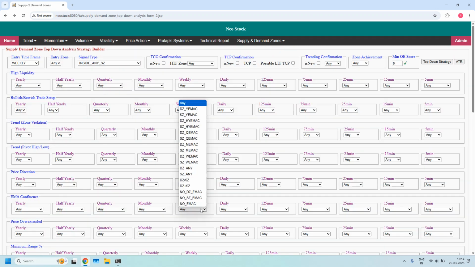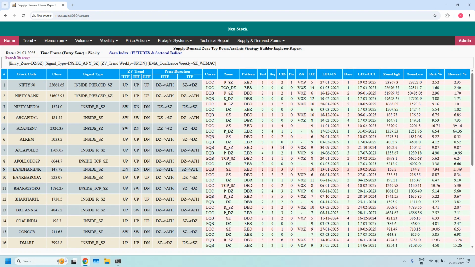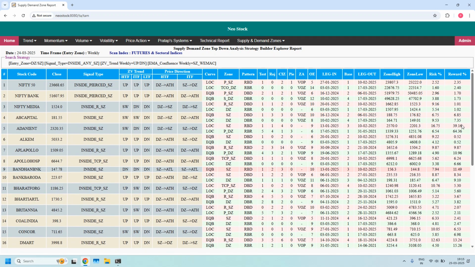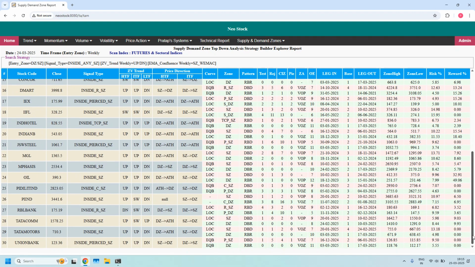At weekly time frame, setting the filter weekly supply zone having weekly EMA confluence, and also trend on the weekly should not be sideways. It can be up or down. With these filters, now the list has come down to 30 stocks. So first 16 stocks in the list. Scrolling the list down. So total 30 stocks are filtered.